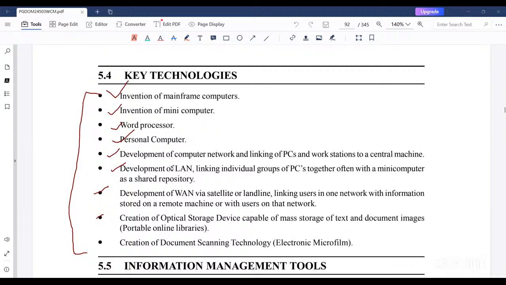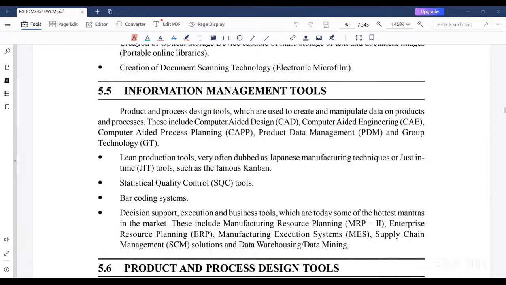And apart from this, what are the information management tools that are available? The first is CAD, computer aided design, and the other is CAE, computer aided engineering, and CAP, computer aided process planning. The next are product data management and group technology. So these are the different management tools available for the management to take spontaneous decisions, where they can store the information. These are tools used to know the product design or to manipulate the data on products and processes.